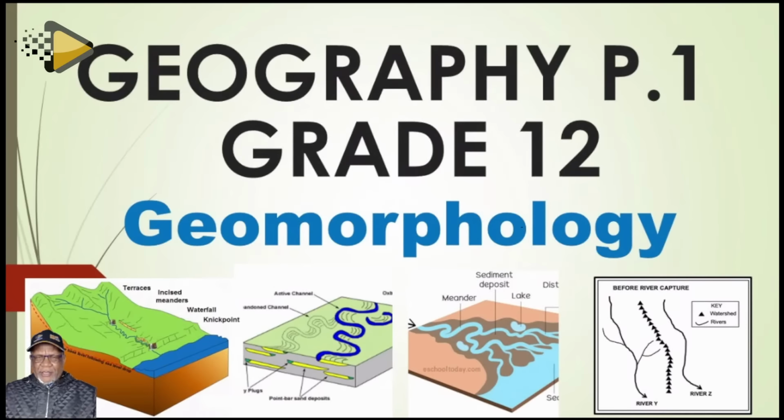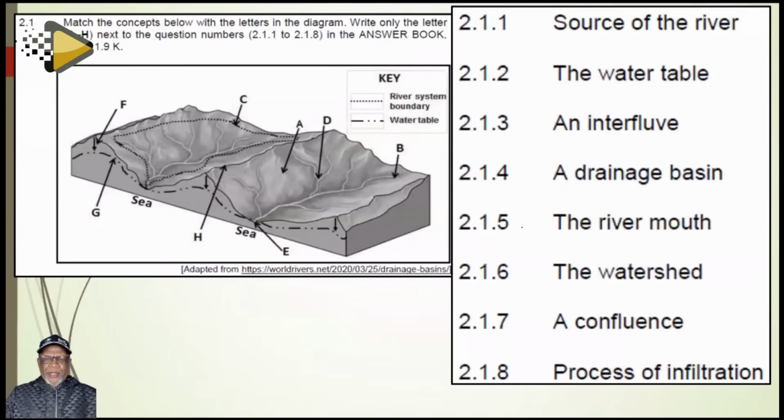Okay, now let's look at geomorphology. Let's start right away with drainage basin. Let's start with the question first. The question says, match the concept below with the letters in the diagram. Write only the letter A to H next to the question number 2.1.1.1 up to 2.1.8 in the answer book. Now, the first question is, where is the source of the river? The source of the river will be at B. That is where the river originates.